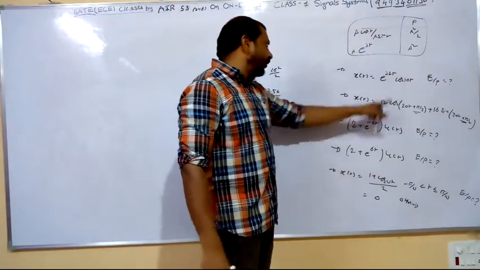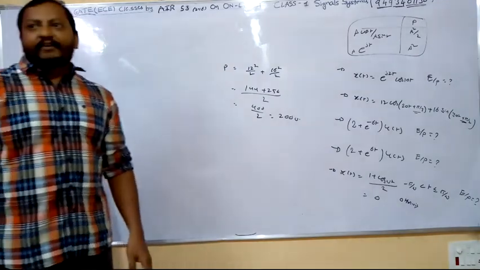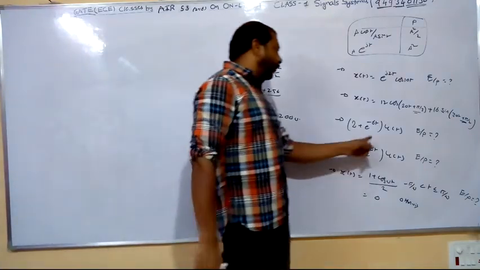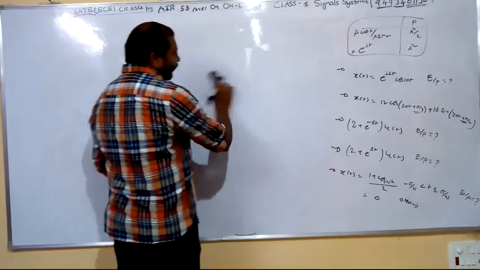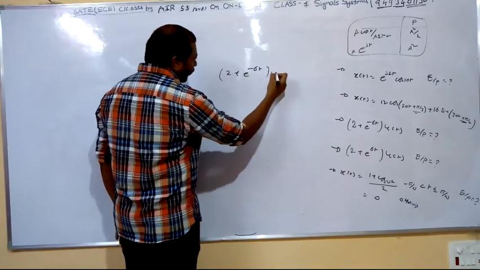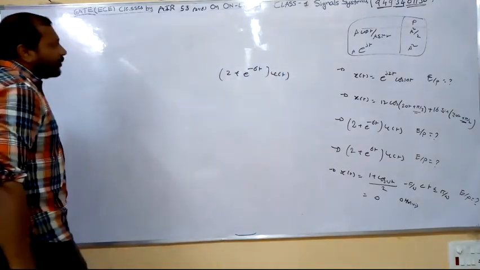This is not a phasor function. Whenever you see e power j, then only you can call that a phasor function, and the phasor function is periodic in nature. Here there is no j at all. Here the exponential function they have given is 2 plus e to the power minus 60 into u of t.